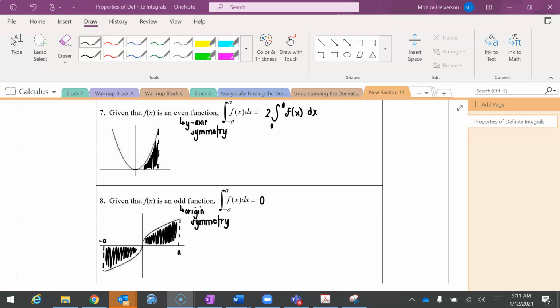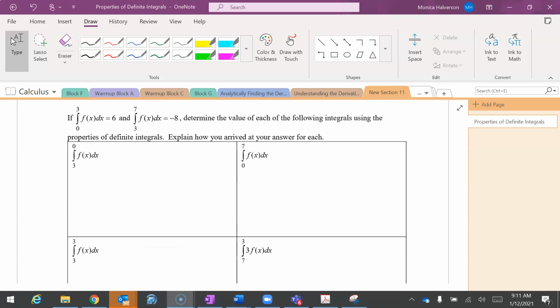So let's talk about how we could use these properties to help us evaluate some definite integrals. If the definite integral from 0 to 3 of f of x dx equals 6, and from 3 to 7 of f of x dx equals negative 8, determine the value of each of the following integrals using the properties that we just discussed. The first one I'm asking you to find is the definite integral from 3 to 0 of f of x dx.